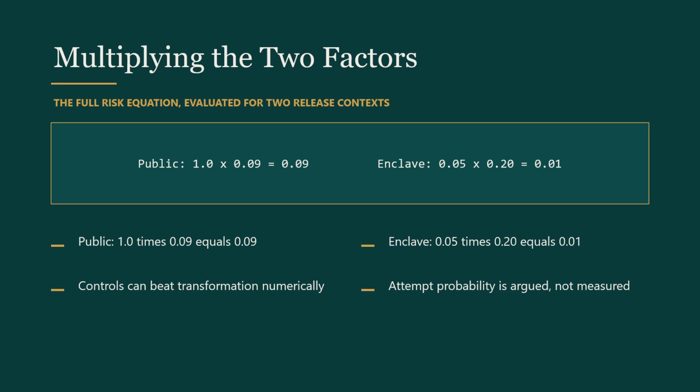Now the honesty note, and please do not skip it. That 0.05 attempt probability is not measured. Nobody has a base rate for how often vetted academic recipients attack files. In practice, experts argue the attempt factor qualitatively, catalog the controls, and conclude in words that the probability is low, then quantify only the success factor. Presenting a precise attempt probability you cannot source is worse than presenting none.